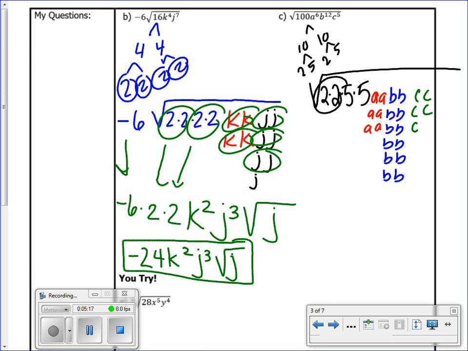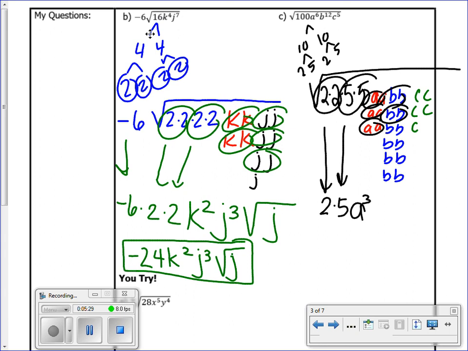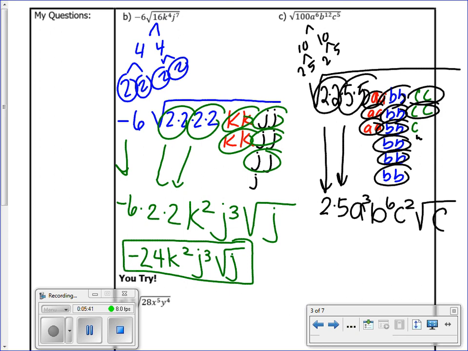We have a set of 2, so they come out as a 2. We have a set of 5, they come out as a 5. 1, 2, 3, we have 3 sets of a, so that's a cubed. 1, 2, 3, 4, 5, 6 sets of b, so that's b to the 6th. 2 sets of c's, c squared, and what do we have left over is just this lonely c right here. That's the only leftover thing.